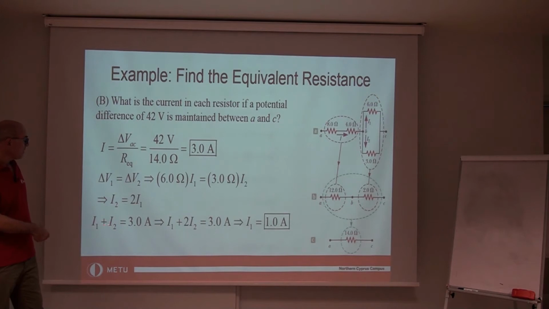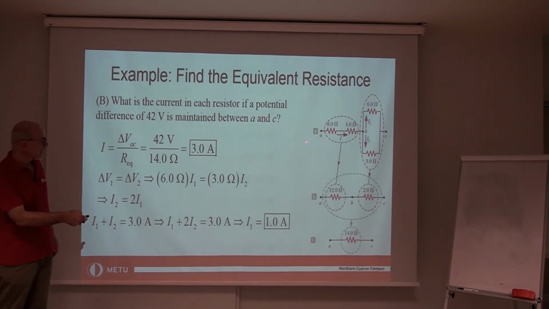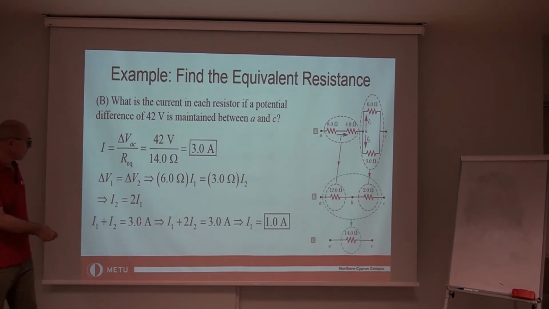At the same time, you know that the sum of I1 and I2 is 3 amperes, because this current I splits into I1 and I2. So the sum of these two will make up your I. So their sum is equal to 3 amperes. So I have two equations with two unknowns.